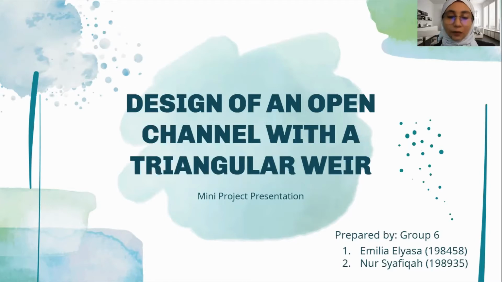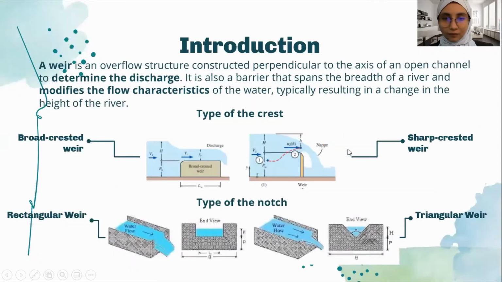Today we present our advanced fluid mechanics mini project proposal, which is the design of an open channel with a triangular weir. For the introduction, a weir is an overflow structure constructed across an open channel to discharge water. It is also a barrier that spans the breadth of the river to modify the flow characteristics of the water, particularly regarding the height of the river.